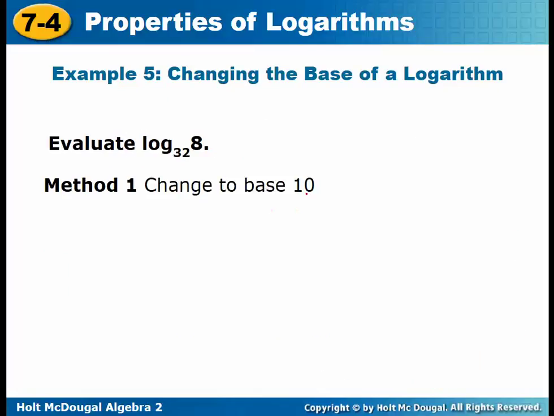So usually we change it to base 10. Here's an example where we are changing log base 32 of 8. And remember that when you use base 10, you don't actually have to write the base 10. So that's nice too for typing. You don't have to use that little subscript button.